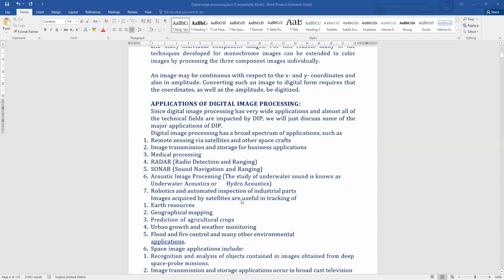Now, what are its applications? Where can we use digital images? Digital image processing has very wide applications in almost all technical fields. In short, we write DIP, which means digital image processing. It has a broad spectrum of applications such as remote sensing by satellite or other spacecraft, and image transmission and storage for business applications.